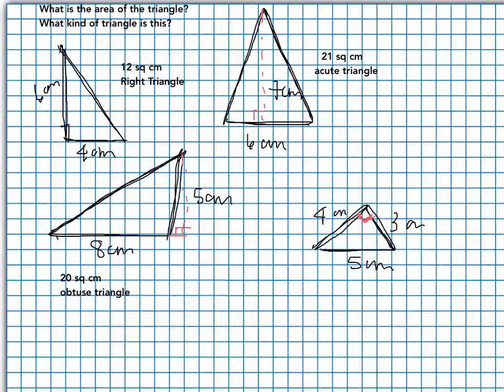So how do we solve it? Well, remember our formula is 1/2 base times height. Our base and our height are either 4 and 3 or 3 and 4, depending on which way it is. And then you're going to take that product, divide by 2. 4 times 3 is 12. Divide by 2. You're going to get 6 square centimeters. And what kind of triangle is this? Well, it's got that right angle, so we know that this is going to be a right triangle.